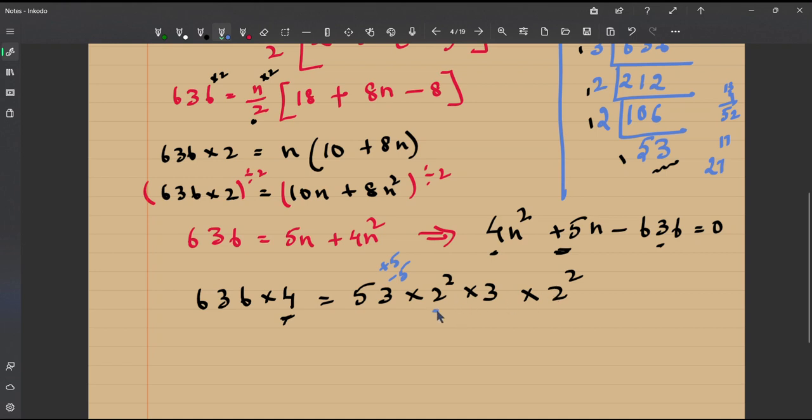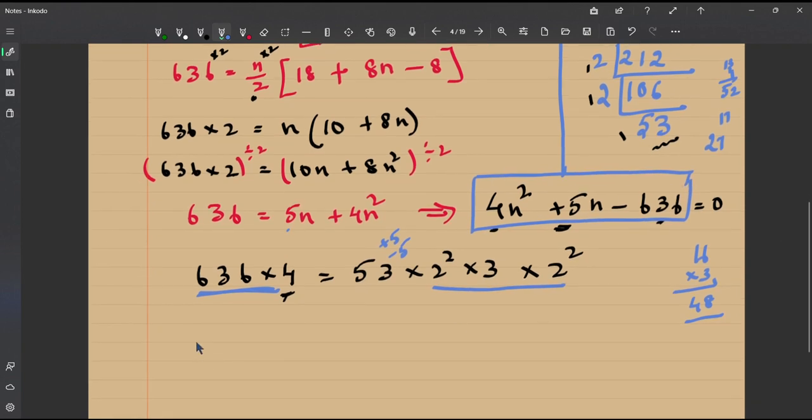So let's find what is the result of this product. 4 into 3 into 4, which is 16 into 3, you get 48. And 53 minus 5 is exactly 48. So we have found those two numbers, those two factors of 636 into 4, which would add up to 5. So let us rewrite this equation now, by splitting the middle term, since we have found those two numbers which can be used to split the middle term.